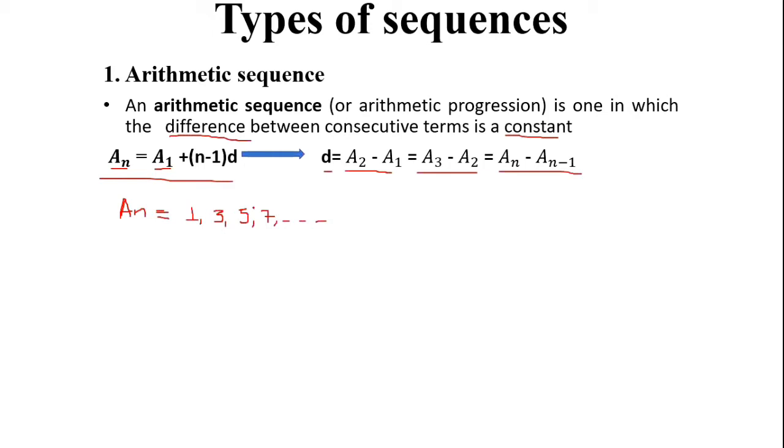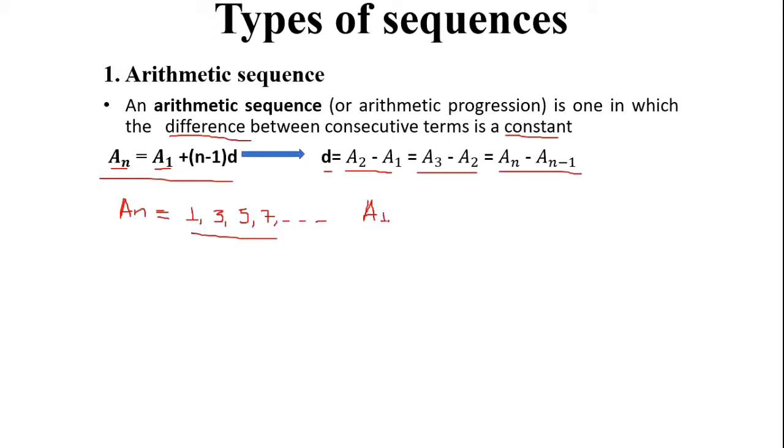And we can also use the last two terms, that means 7 minus 5, that is 2. As you see, the difference is constant, so we can say that this sequence is an arithmetic sequence. And also you can obtain the general formula for this given arithmetic sequence. From the given we can obtain A1. A1 means the first term for a given sequence.